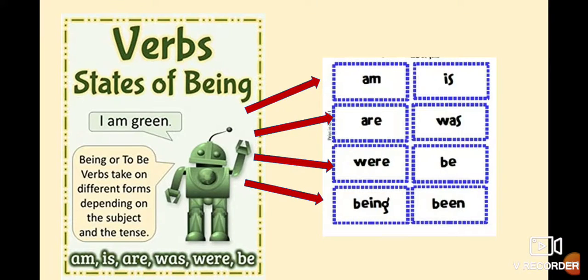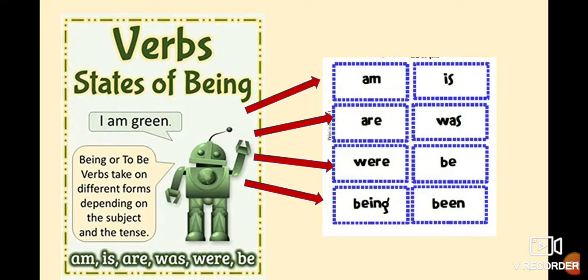Let's continue. We have the second part, state of being verbs, and you have a phrase that the robot said, I am green. Being or to be verbs take on different forms depending on the subject and the tense. This one is important because the verb be depends on the form that the subject has or maybe the tense that the subject has developed, and in that form, you write the verb be.